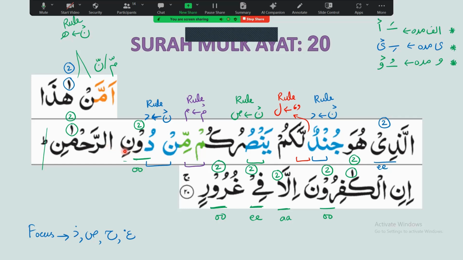Nira, ni, and ra, nira. I'm joining the noon with ra because of tashdeed, and also I'm keeping the ra letter heavy because ra has a tashdeed and a fatha on it. Do nira, ni, and ra.